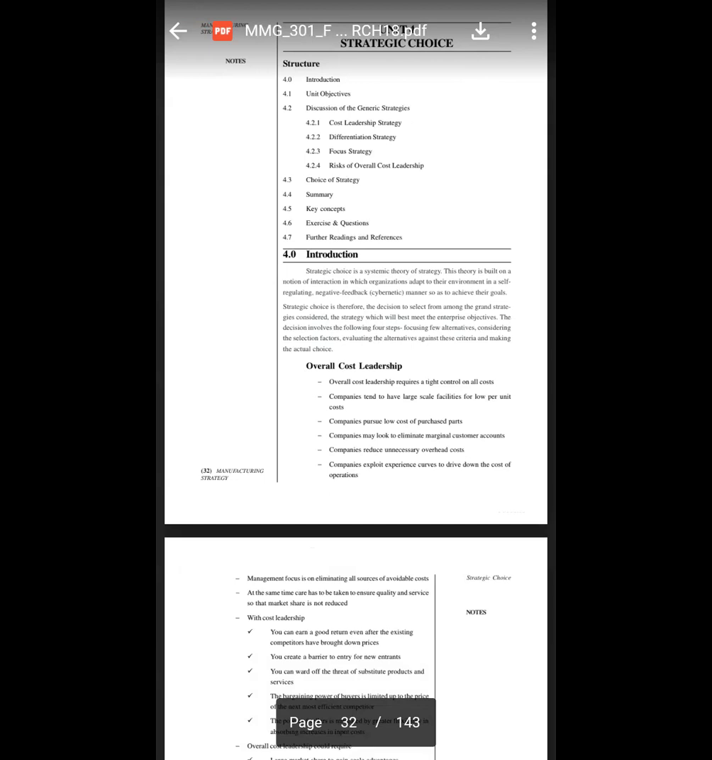Now see, overall cost leadership requires a tight control of all costs. Companies tend to have large scale facilities for low per unit cost. The company pursues low cost of purchased parts. Companies may look to eliminate marginal customer accounts. The company reduces unnecessary overhead costs. So these all are the important factors of cost leadership.